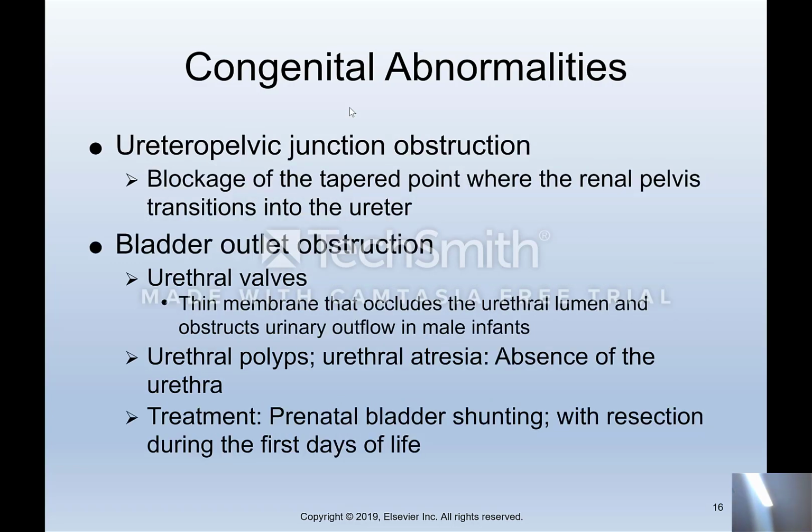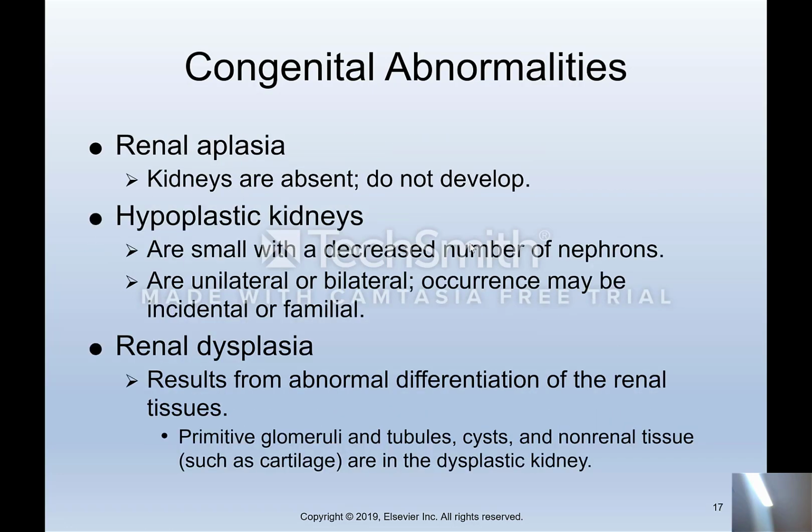Ureteropelvic junction obstruction is a blockage of the tapered point where the renal pelvis transitions into the ureter. And then you can have bladder neck obstruction, ureteral valves, ureteral polyps, and an absence of the urethra, which is a congenital abnormality. Treatment is prenatal bladder shunting, with resection in the first days of life.